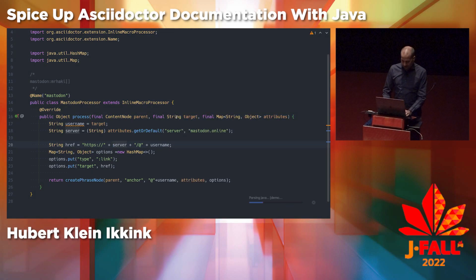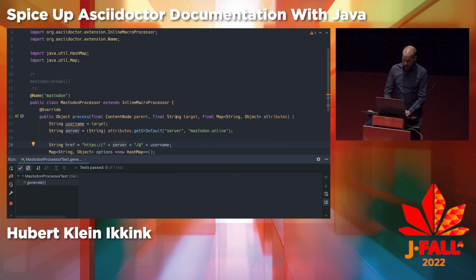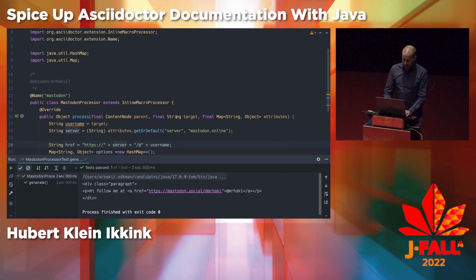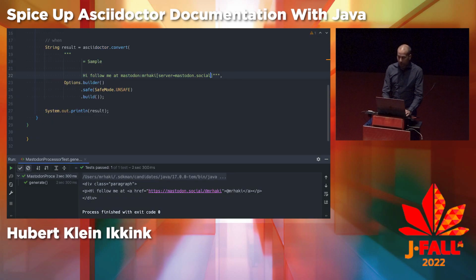Let's run the test again. And now you can see in the output the link. The href part of the link now points to mastodon.social because that's what we provided as attribute value. If we would leave that part out again, it would just revert back to the default, which is mastodon.online.